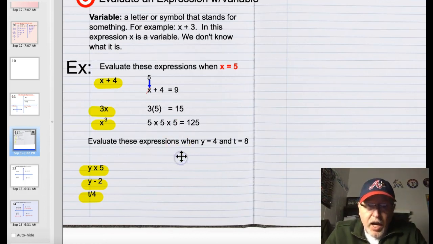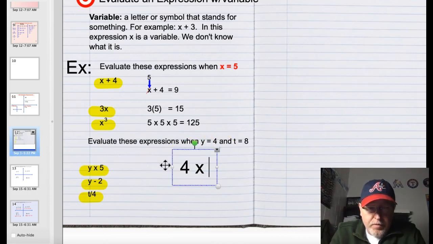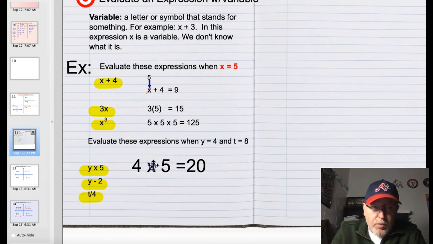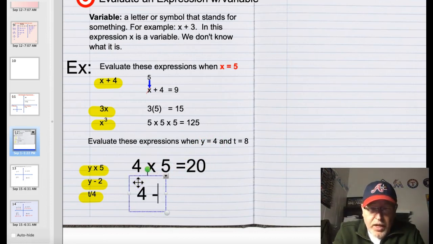All right. Can you evaluate these expressions when y is 4 and t is 8? Go ahead and take a minute and pause and do those. Well, we can just substitute this in. This would just be 8 times, we put the y in, it would be 4 times 5. So that's going to equal 20. Then we've got y minus 2, y equals 4, so let's just put in 4 minus 2. That's going to equal 2.